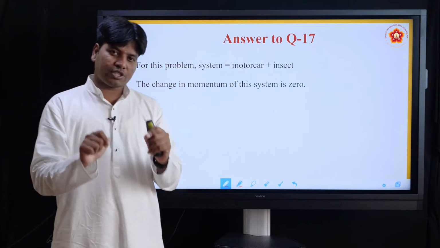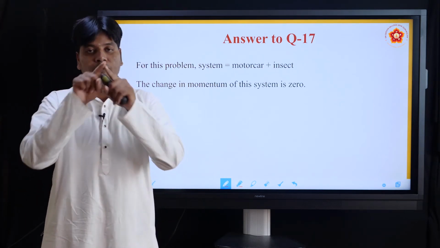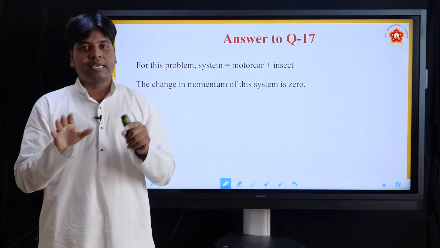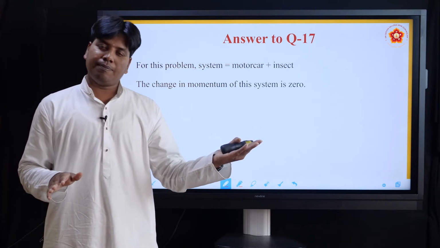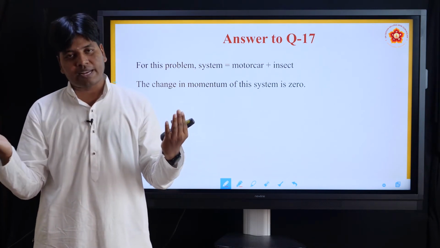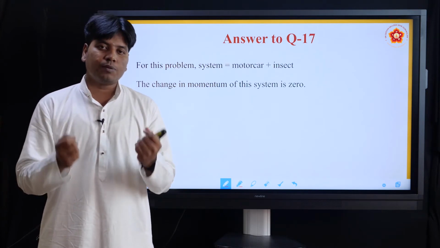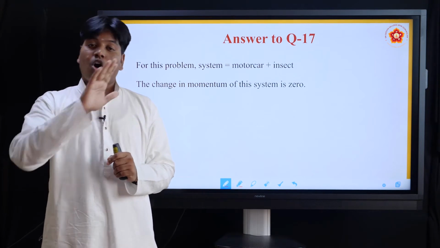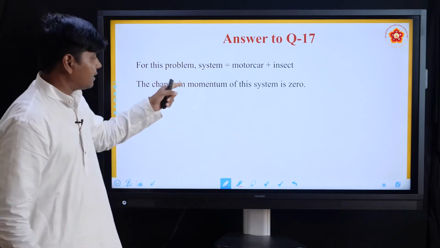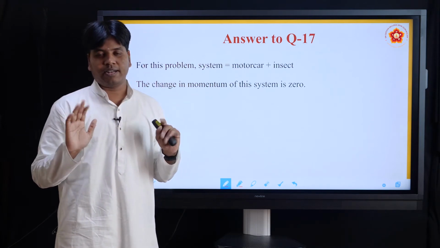According to the law of conservation of momentum, what happens? The change in momentum of the whole system is zero, right? Why zero? Because the momentum before the impact and the momentum after the impact is the same. When it is the same, what is the change? The change should be zero. So the change in momentum of the whole system is zero here, right? We have clarity up to here, right?